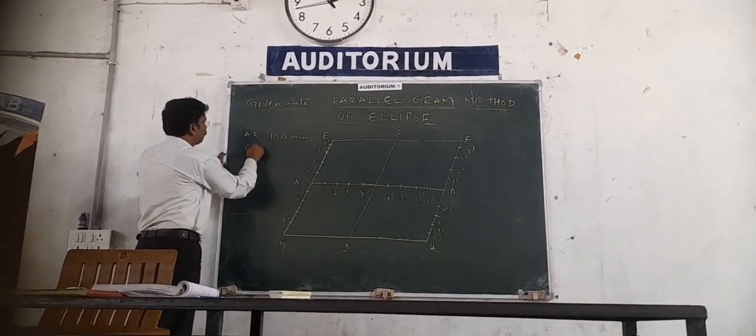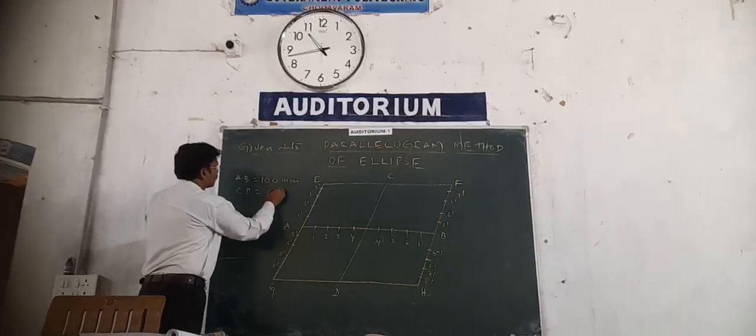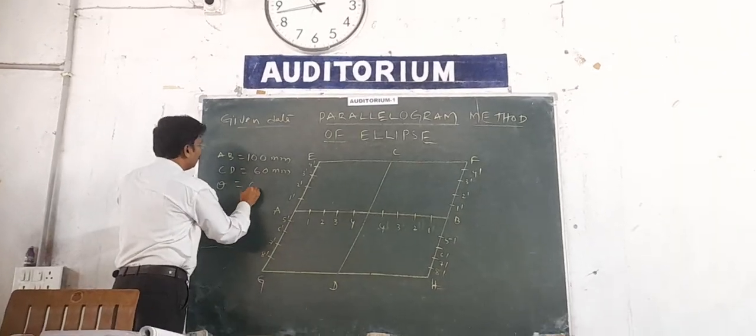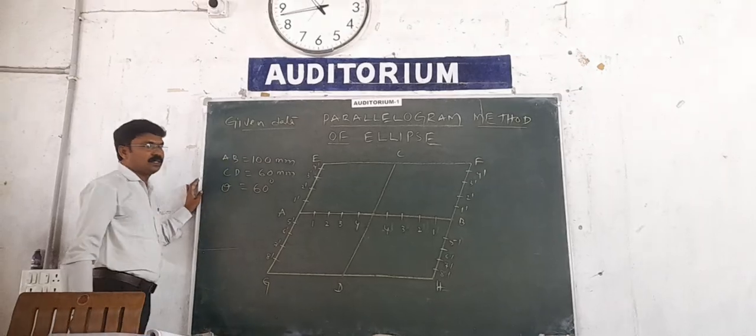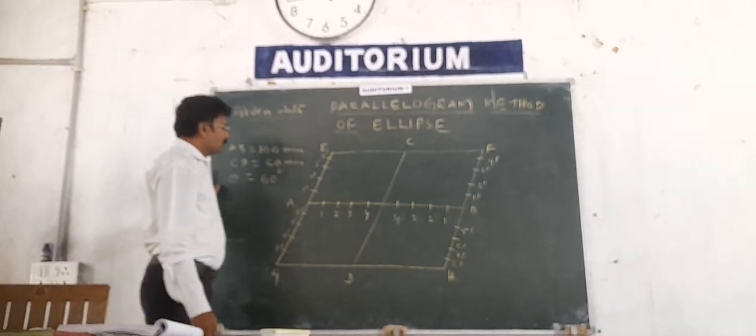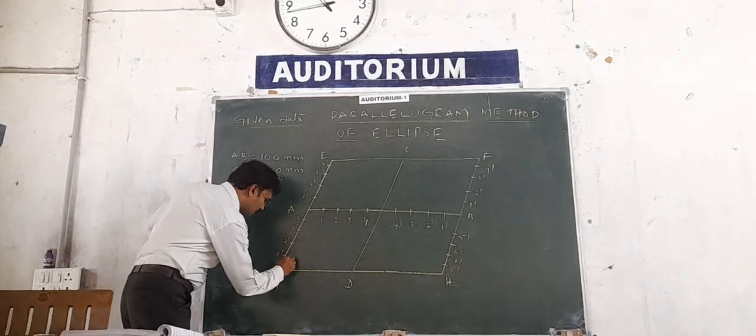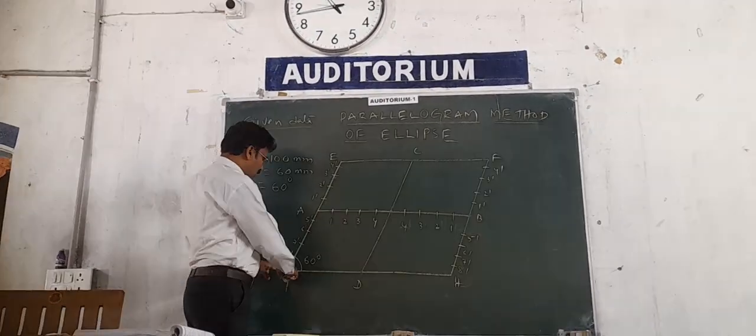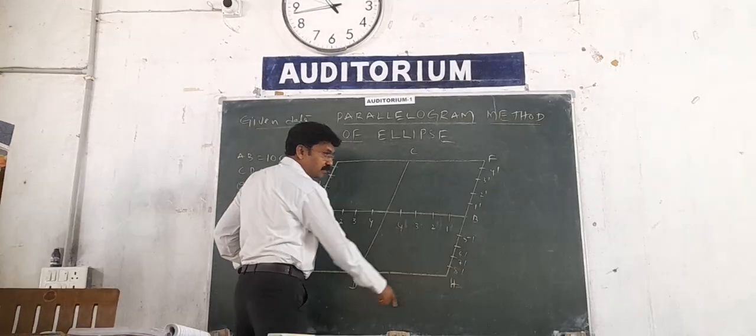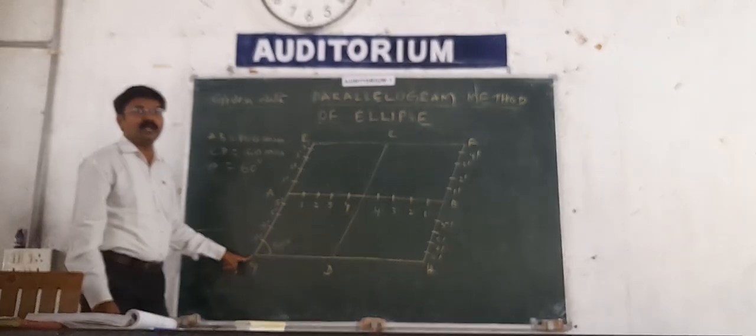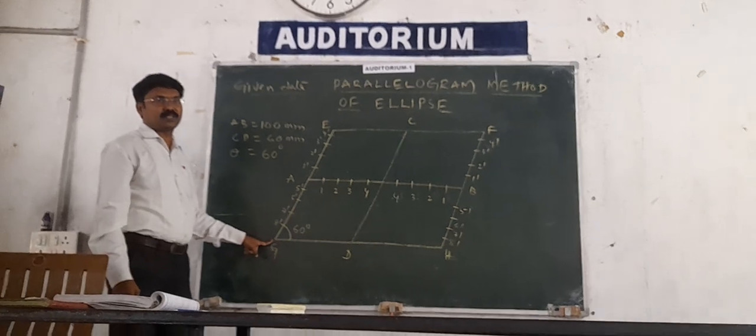Minor axis CD equal to 60 mm and angle theta equal to 60 degrees. That is the given data. Now with the 60 degrees angle, draw a horizontal line and one inclined line at an angle of 60 degrees.